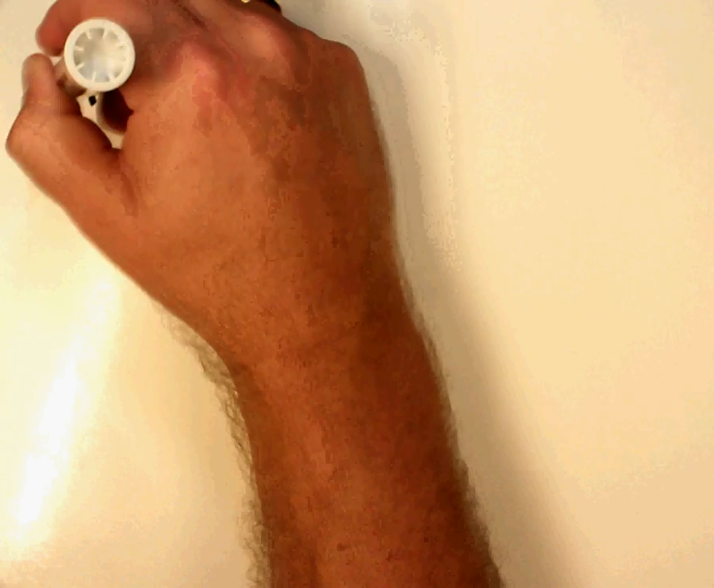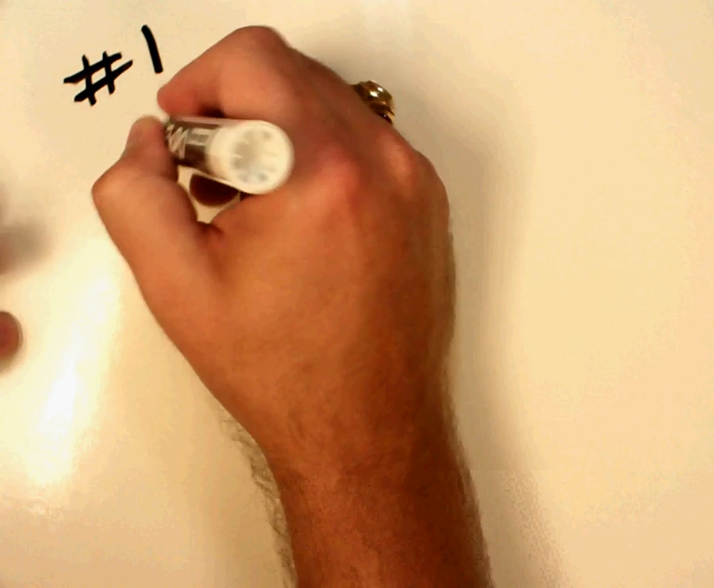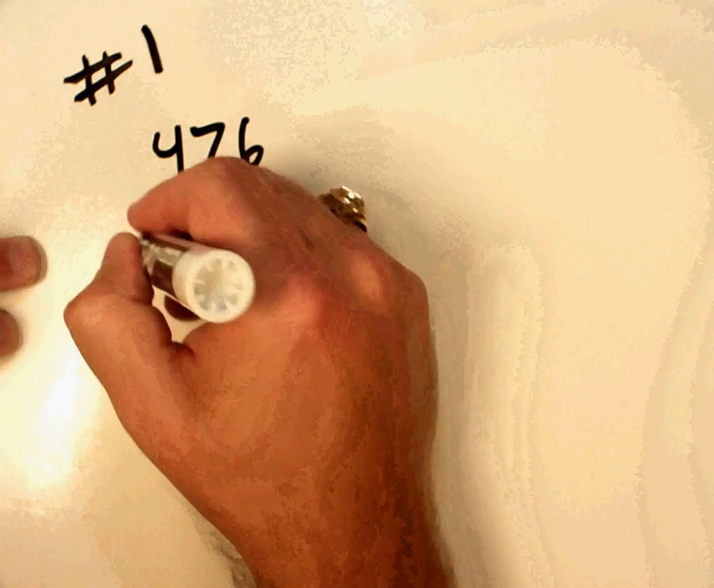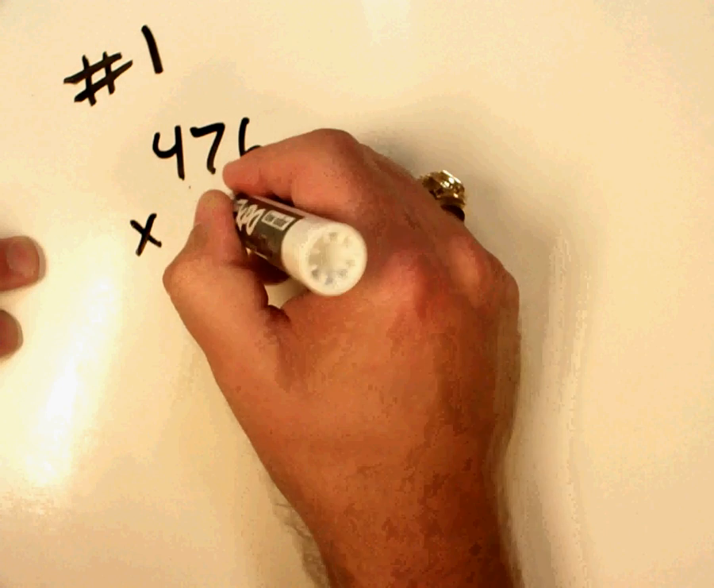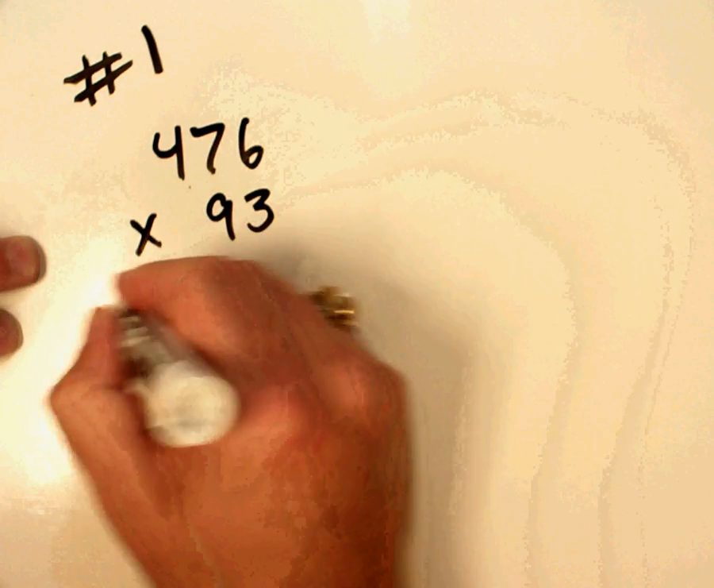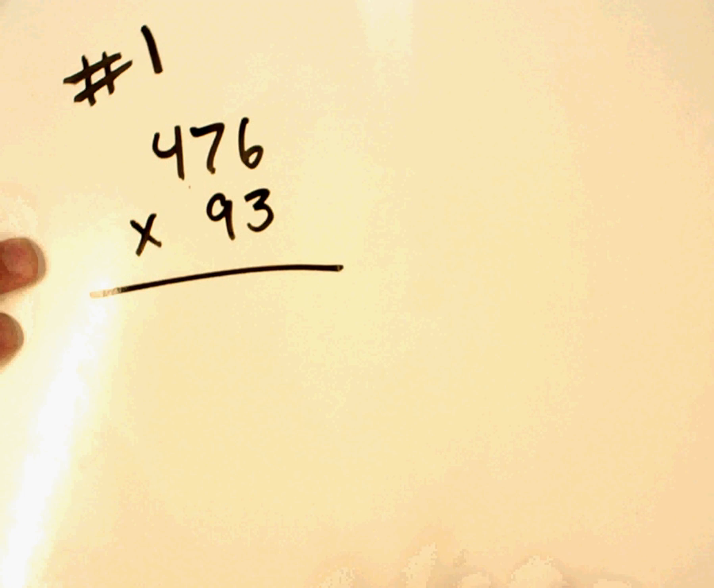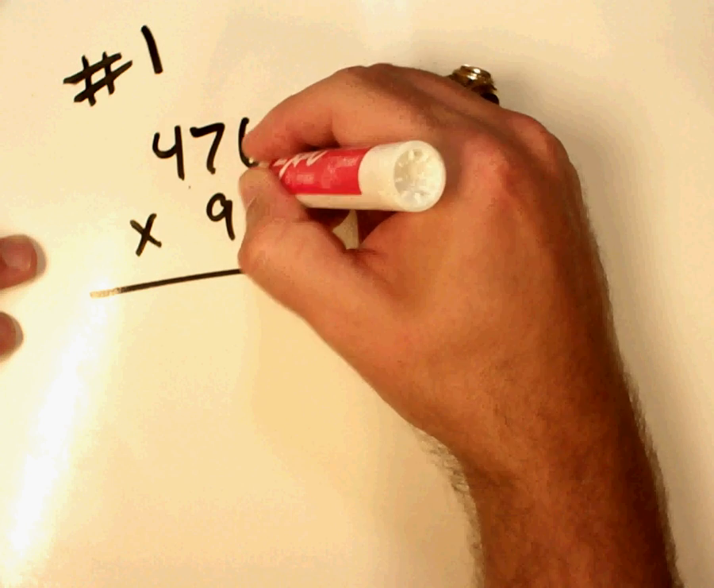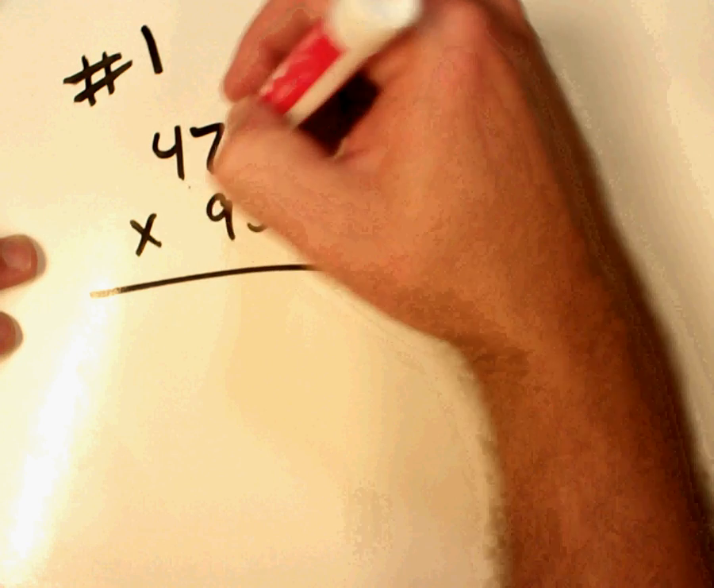So number 1, we are going to do 476 times 93. Alright, so once again I'm going to use different colors so that we can see both our steps and our partial products. So I'm going to use red. We're going to start with our 3.